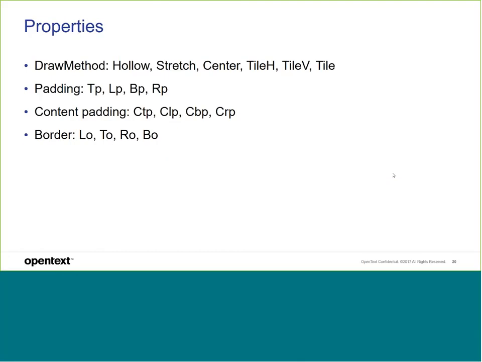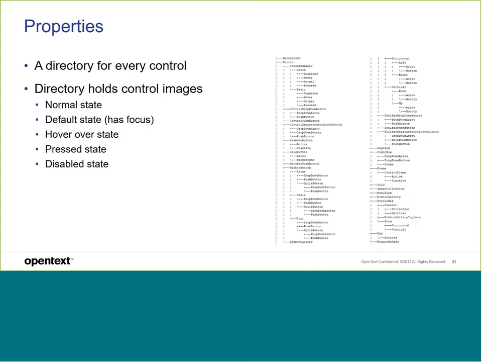So there are several properties in that XML file that you can use: the draw method for images, hollow, stretch, center, tile, horizontal tile, vertical tile. You have things like in HTML, padding, top, left, bottom, right, content padding, and borders. So these are the things just on a high level that you will see in that XML file.